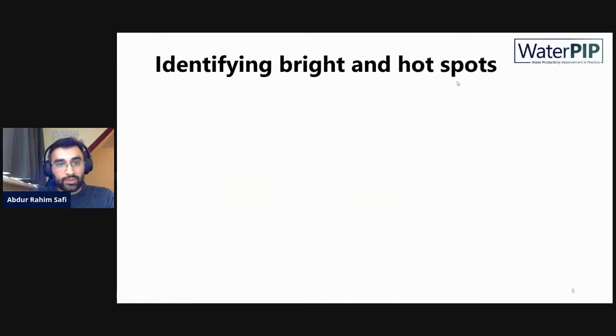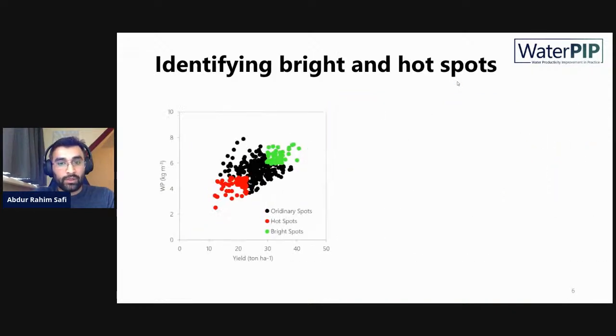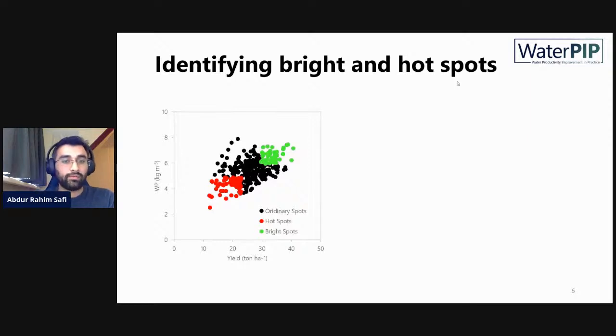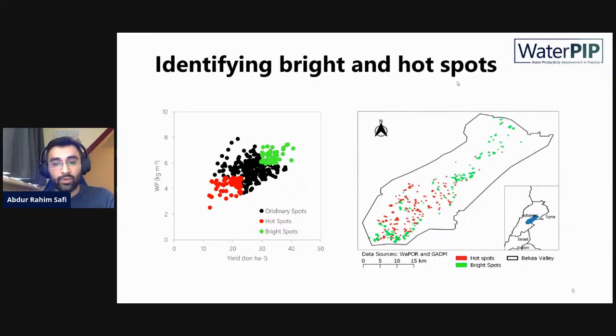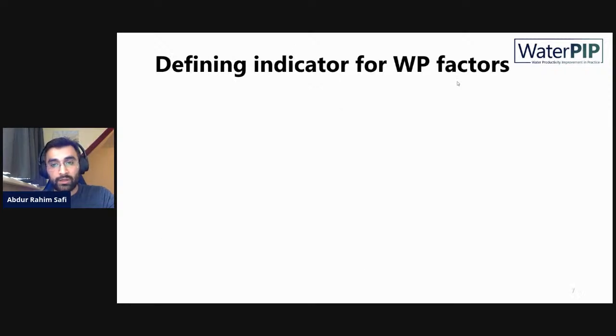The second step is to identify bright and hot spots. You can see here in the graph that farmers who have less water productivity and at the same time less yield have poor performance, and they are identified as hot spots, and farmers with higher water productivity and higher yield are bright spots. Also, you can see on the map who is lying where on the spatial scale.